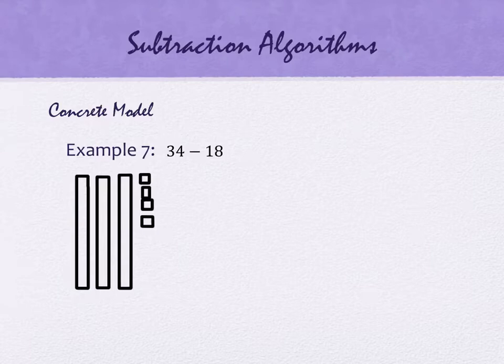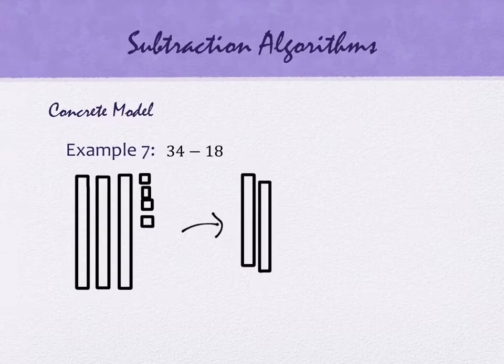So what do I have to do? Well, I need to take one of my longs and do what with it? I need to break it down, right? I need to take one of my longs, and I need to break it down into 10 units. So what I need is to rewrite this expression as 2 longs instead of 3. And then I have the same 4 that I had before, and now I also have 10 units that have been sort of decomposed from the long.